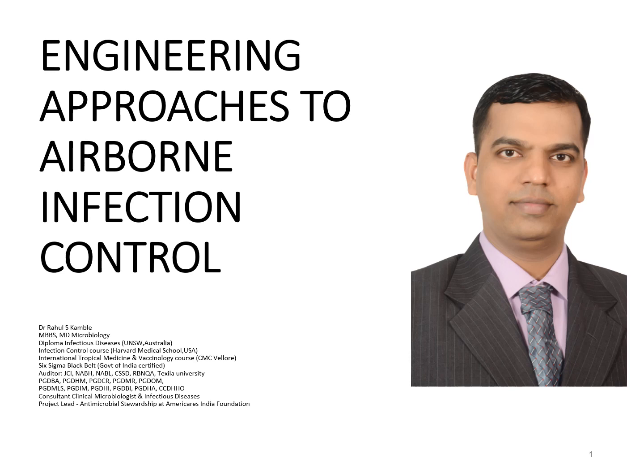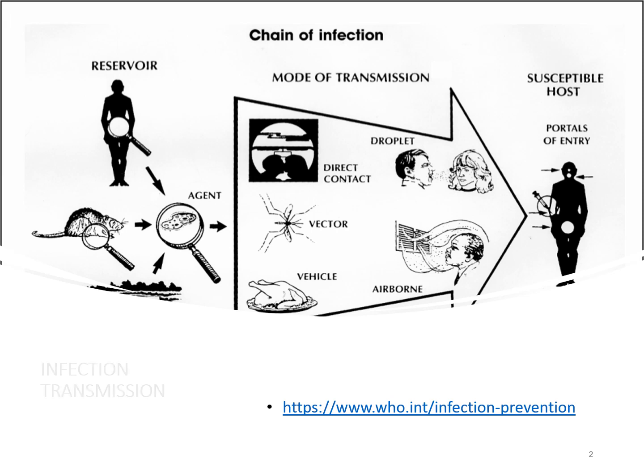Now let's learn about engineering approaches to airborne infection control. Infections spread from a reservoir to a susceptible host through three modes of transmission: contact transmission, droplet transmission, or airborne transmission. If you want to break the chain of infection, one has to break this mode of transmission by following proper isolation precautions.